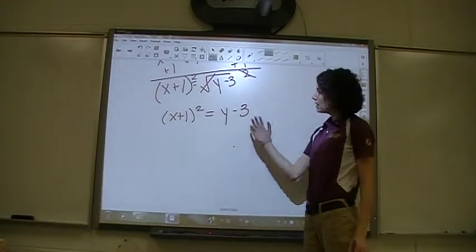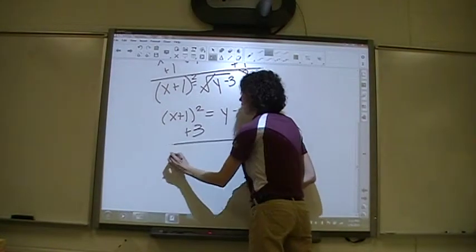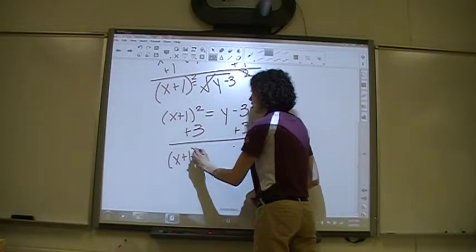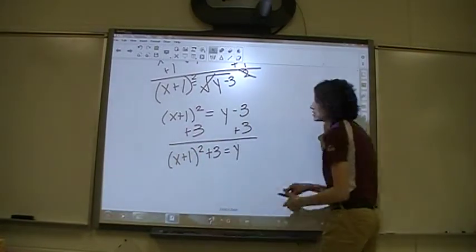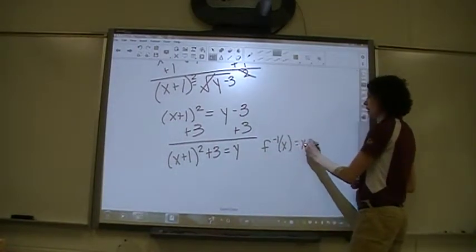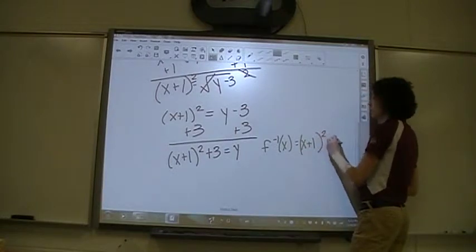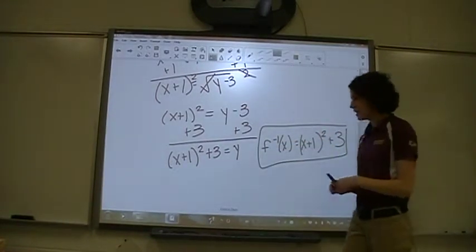Then finally take that minus 3, add it to the other side, and you have x plus 1 quantity squared plus 3 equals y. So my final answer is f inverse of x equals x plus 1 quantity squared plus 3. So there is my final answer for the inverse of x.